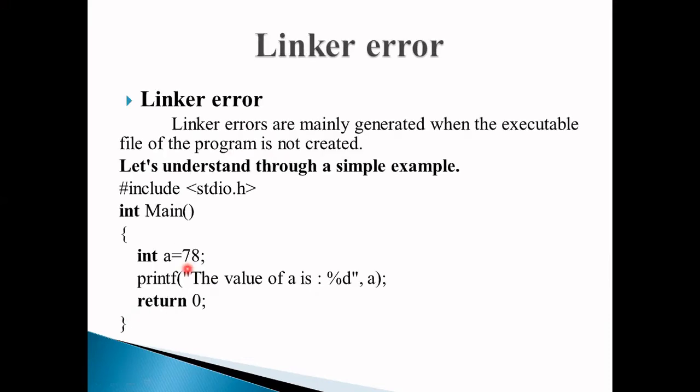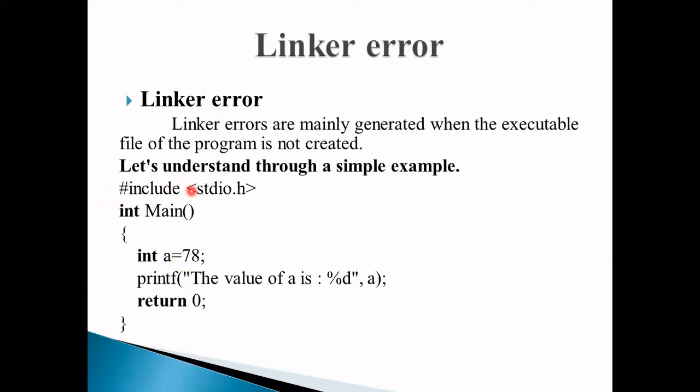Next is linker error. Linker errors are mainly generated when the executable file of the program is not created. When we learned the structure of a C program or the debugging cycle of a C program, we already learned what the use of the linker is, what linkers do. The linker converts the object code to executable code, meaning it creates the .exe file. Let us see an example.